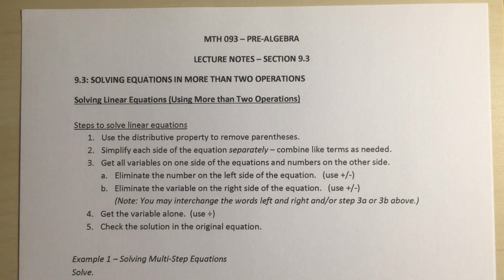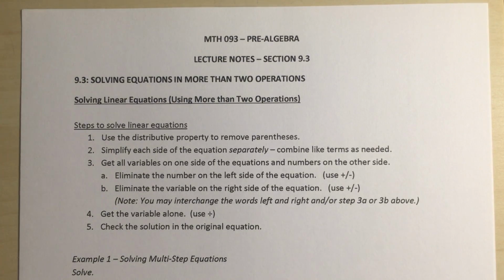All right, then step 3, we're going to get all variables on one side of the equation and numbers on the other. Again, in this step, we're focusing on addition and subtraction. We can choose left or right. We can choose variable versus number. It doesn't really matter, as long as we end up with all of our number-only constant terms on one side and all of our variable terms on the other side. And then we finish it off in step 4, get the variable alone using division. And then in step 5, again, we can always plug our solution into the original equation to check and make sure that we have the correct answer.